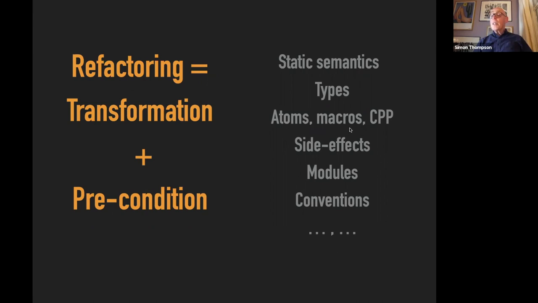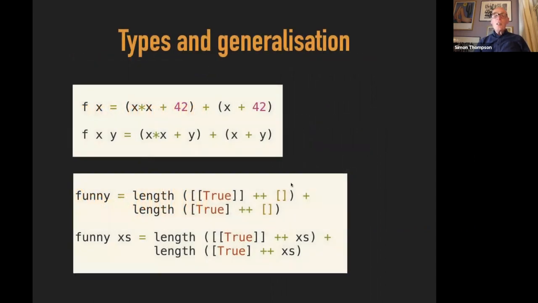It can involve understanding what a macro does, what the C preprocessor does. They can involve questions of side effects. If a piece of code can have a side effect and you try and extract that into a function, how do you handle that? And it goes on and on. So typically, transformations are relatively straightforward once you have established the right preconditions. And that's often where the difficulty lies. Just to show you an example.